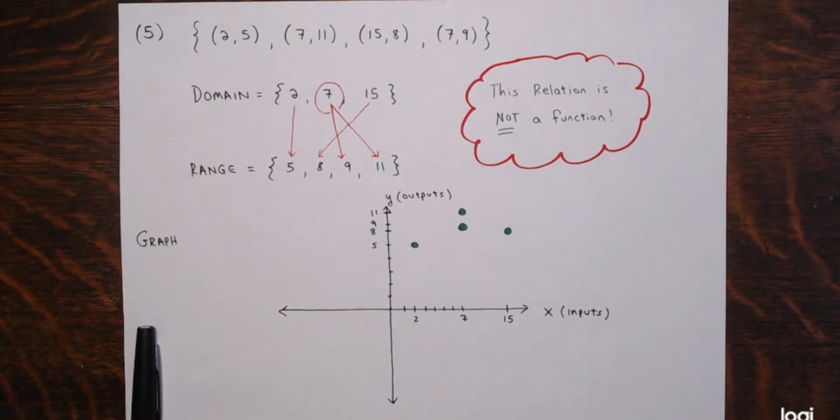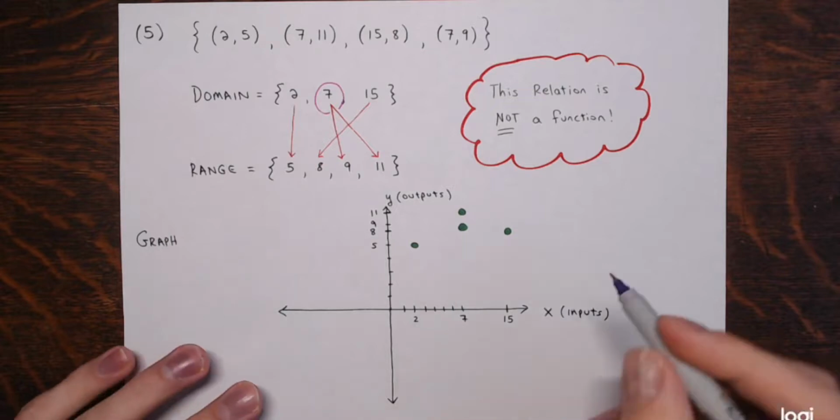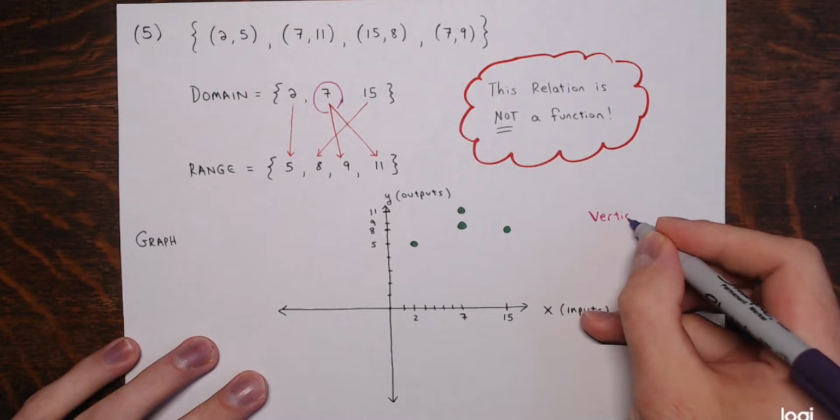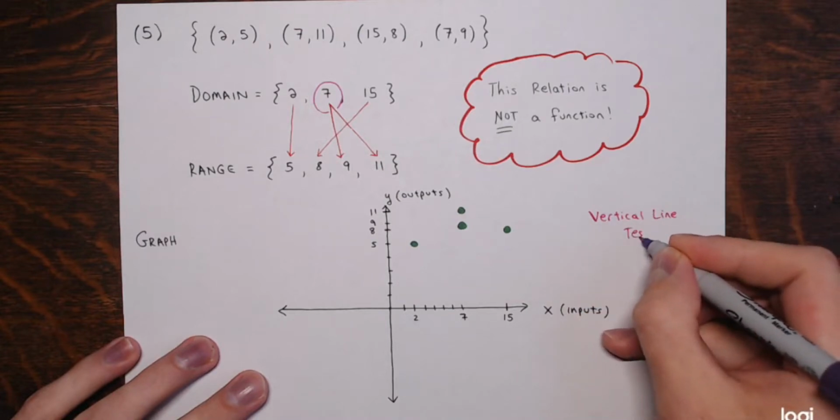And then we'll see this in a future video, but you can look at a graph of a relation and see if it's a function or not by performing something called the vertical line test. Now I'm just going to bring it up now. I'll say out loud what it is. I just won't write it.